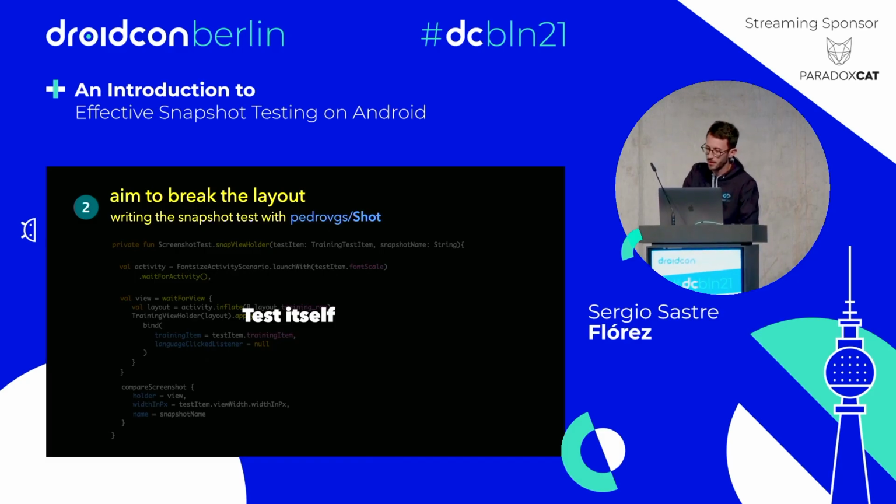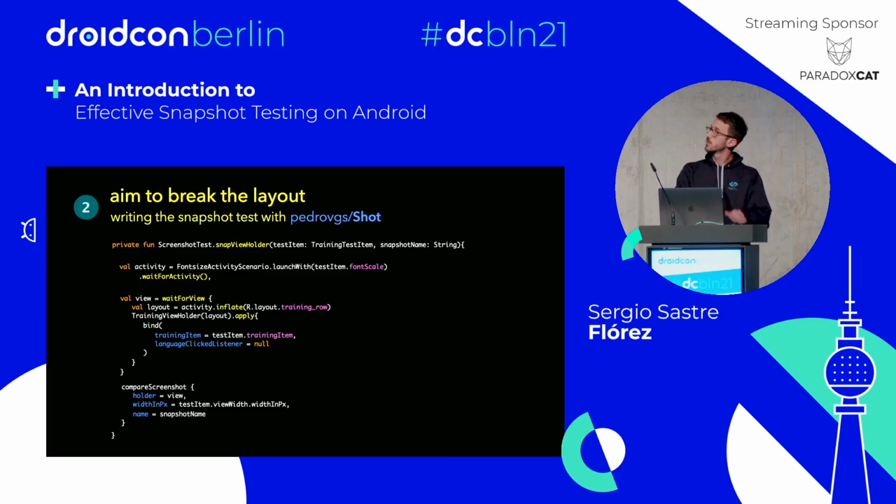This is what I'm going to show now. And for that, I'm going to use one framework that is Shot, but you can use any other framework. There are several out there, like Testify from Shopify, Paparazzi, but that's a little bit different from Cash App, and many others. So yeah, this is what it looks like. Let's go piece by piece.